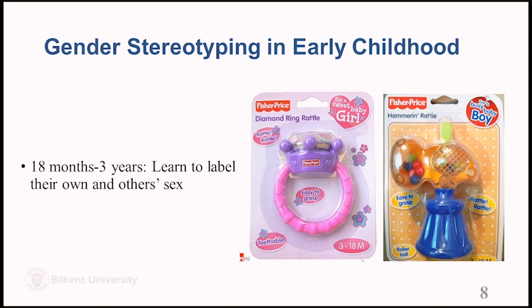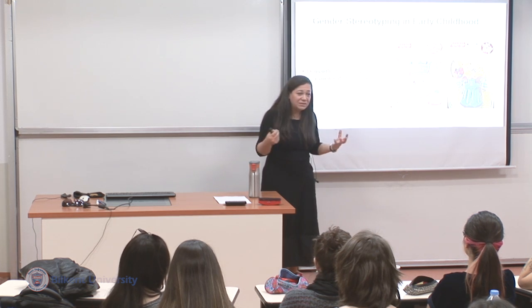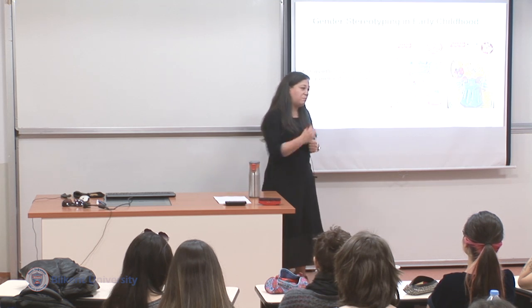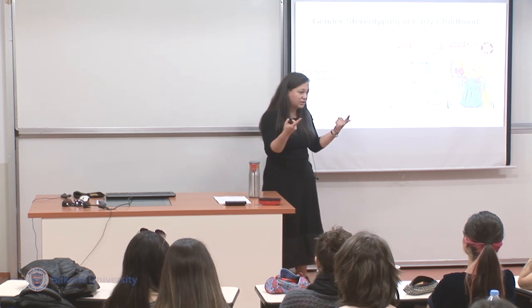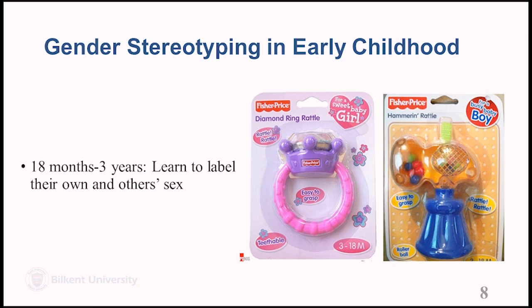So gender stereotyping starts early in childhood. At 18 months to 3 years, children learn to label their own and other sex. And we know from cognitive development that young children are crazy about binary distinctions, right? It's because they also have an inability to keep more than a few categories in mind. So the idea of boy versus girl is easy to juggle for them, and they actually identify as such, and the culture helps a lot.